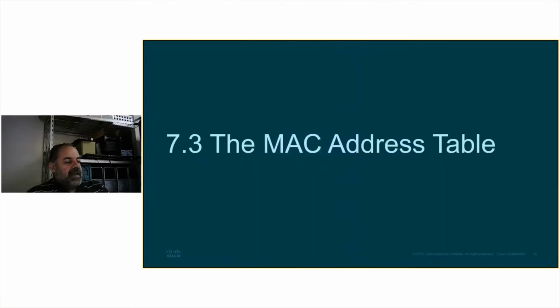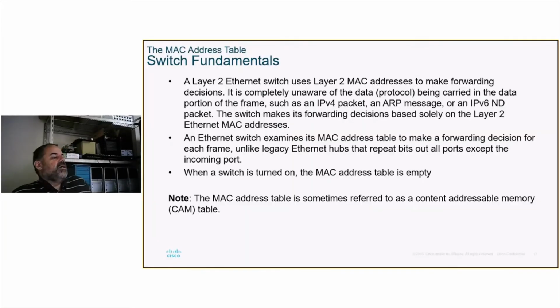Okay, so the MAC address table. A layer 2 Ethernet switch uses layer 2 MAC addresses to make forwarding decisions. It is completely unaware of the data protocol being carried in the data portion of the frame, such as an IPv4 packet, an ARP packet, or whatever it might be. The switch makes its forwarding decision based solely on the layer 2 Ethernet MAC addresses. An Ethernet switch examines the MAC address table to make a forwarding decision for each frame.